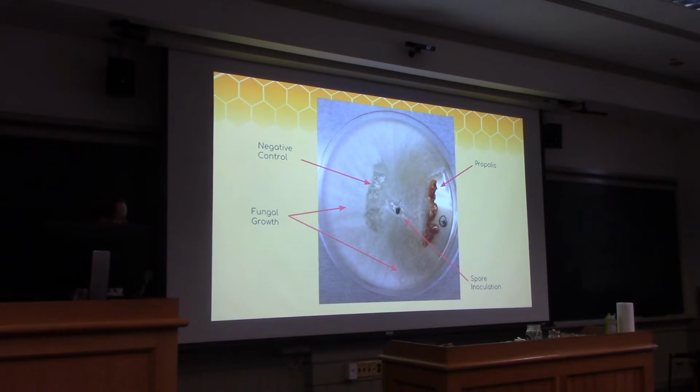Speaking of propolis, this is a preparation I did as part of a fungal biology class. So you see in the center, there's a spore inoculation. This is on a petri dish. And the fungal growth has grown all out from that center. And you see it's excluded where the propolis is. On the other side, there's a negative control, so it's just like a petroleum jelly that's sitting there. Fungus has no trouble growing over that, but it's totally stopped by the propolis. So it's a fun little experiment.